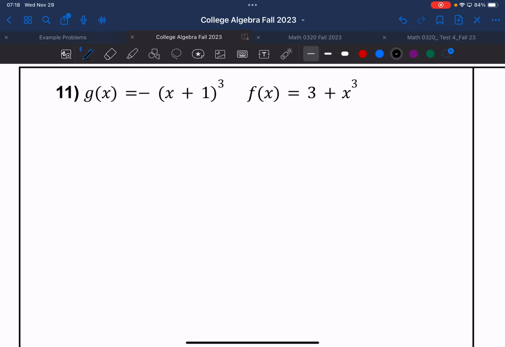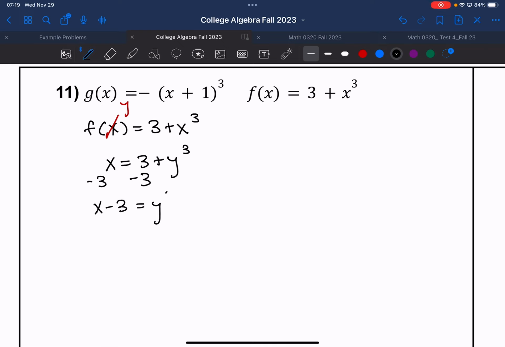Okay, so number 11, remember we can start with g of x or we can start with f of x. What do you guys want to start with? F of x again? Okay. So we have f of x is equal to 3 plus x cubed. We know f of x is y, so I would rewrite this as x is equal to 3 plus y cubed. So I need to get y by itself. What's my first step? Good. Subtract the 3. So I have x minus 3 equals y cubed.